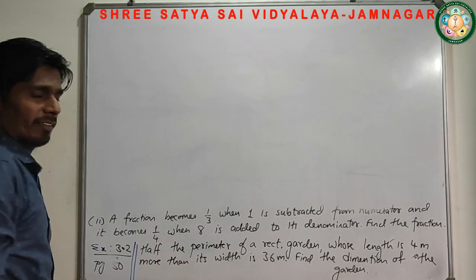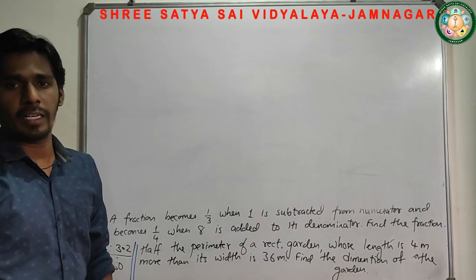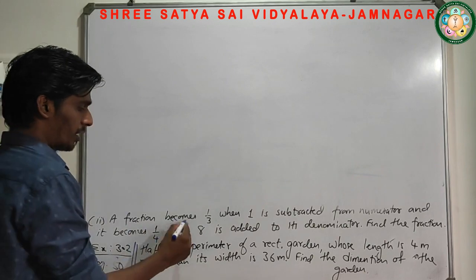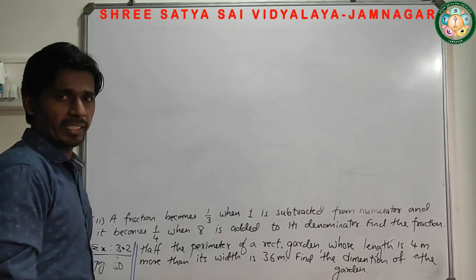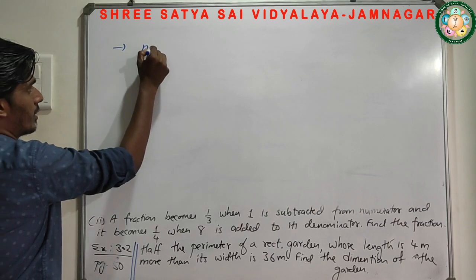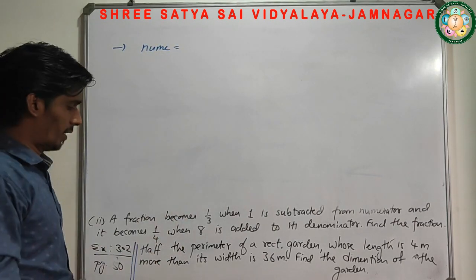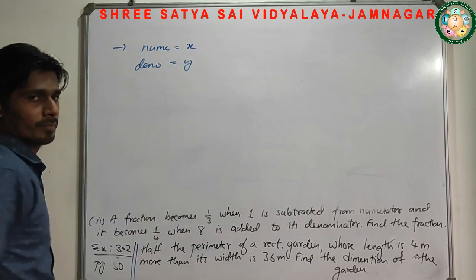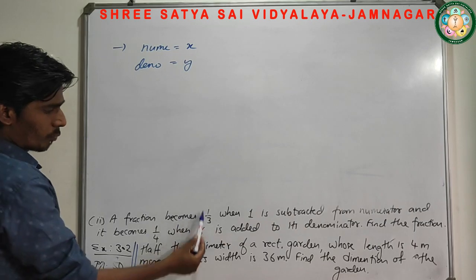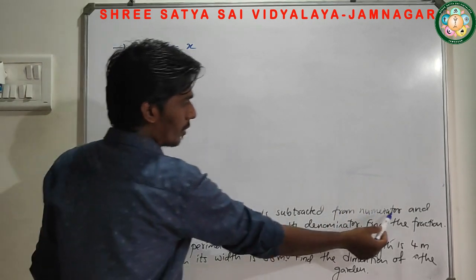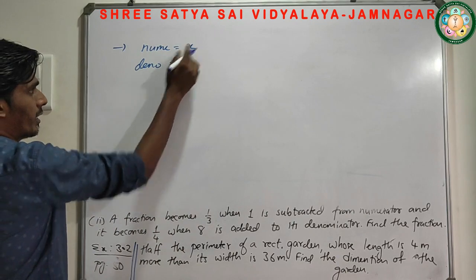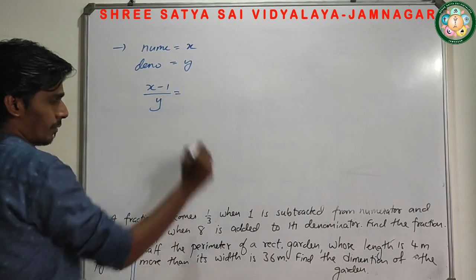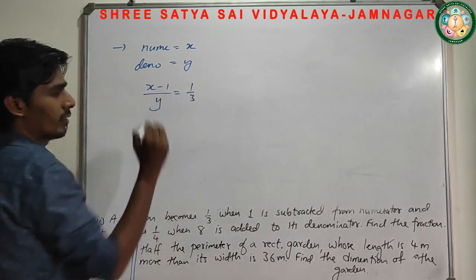Now, the second one was a type of question we have already done, where a fraction is given and we have to subtract and add in the numerator or denominator. The fraction becomes 1 by 3. I am writing very short here, but you have to write a whole statement. Let the numerator be x and the denominator be y. A fraction becomes 1 by 3 when 1 is subtracted from the numerator. So the numerator becomes x minus 1, and nothing happens to the denominator, so the denominator remains as it is. The fraction becomes 1 by 3.